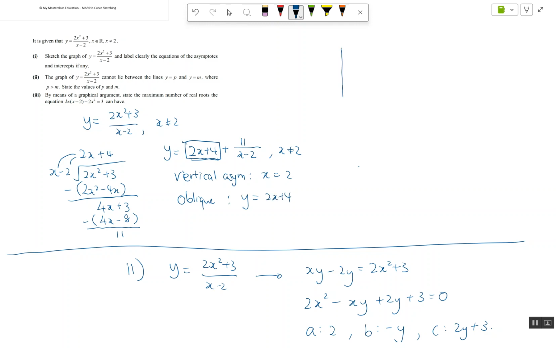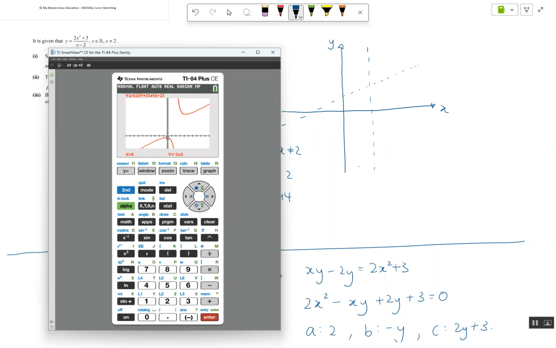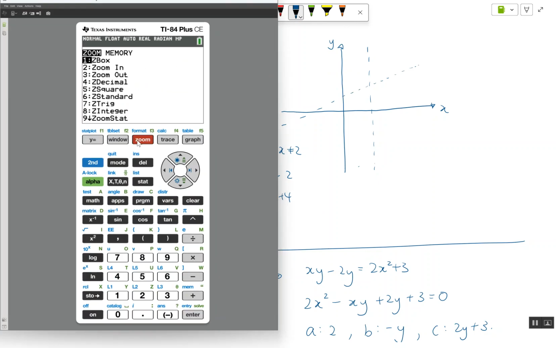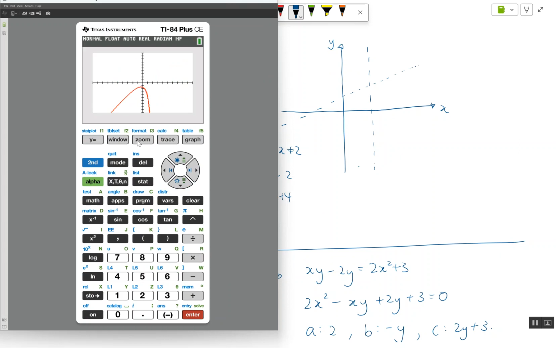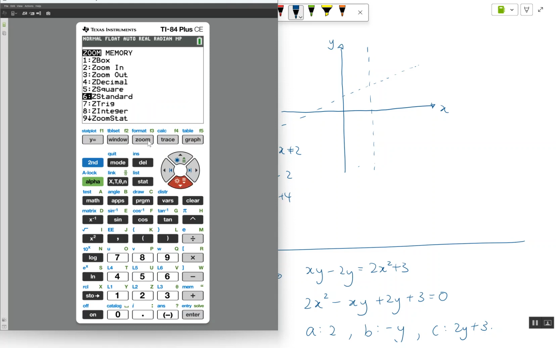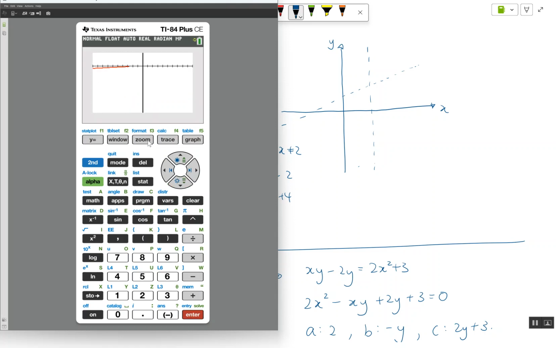Next, before we go and key into the GC, use your pencil and ruler, draw an axis y, draw an axis x, draw x equals 2, as well as y equals 2x plus 4 over here. Now when you key this into your GC, very commonly you will get this end result. If you press zoom standard, you can only see one part of the graph. So be careful. You have to press zoom fit, which is number 0. And then you will be able to see one graph here as well as one graph here.